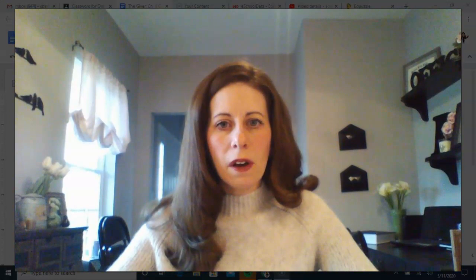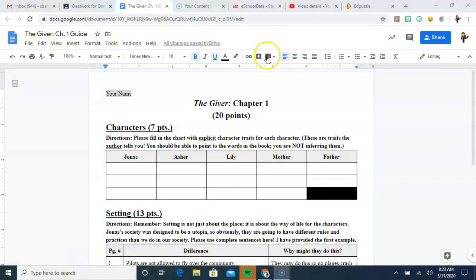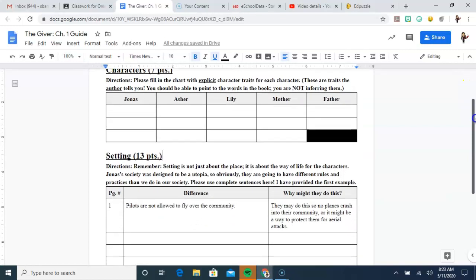So today the activity I have for you is going to focus on the characters and getting to know them so that you can ground yourself and understand what the story is going to be about, as well as the setting. So you're going to see both of those things. So here is the assignment that you have today to do. At the top, you're going to put your name as usual. As usual, it's worth 20 points for our daily reading activities, and 7 points of that is for the characters and 13 points for setting.